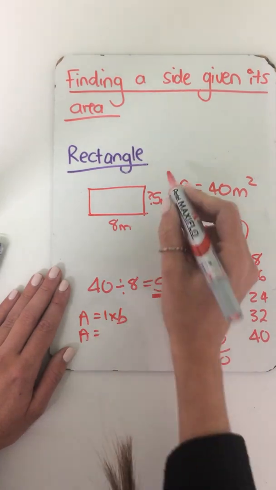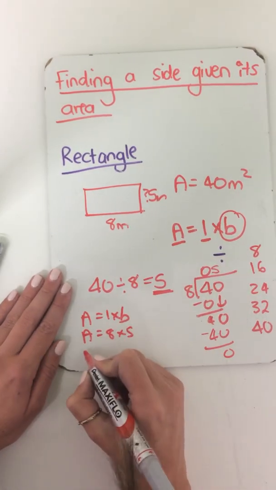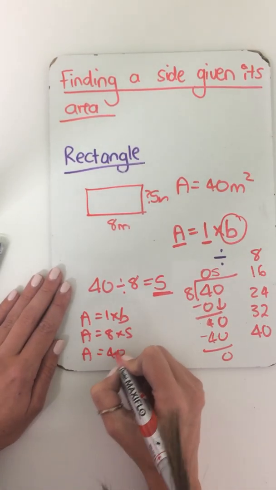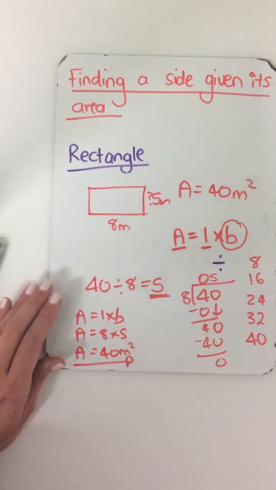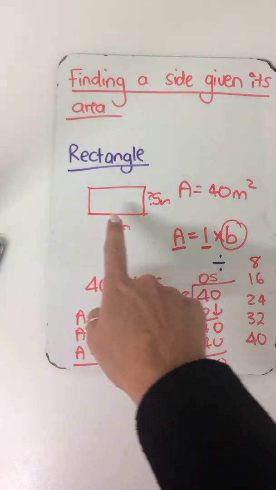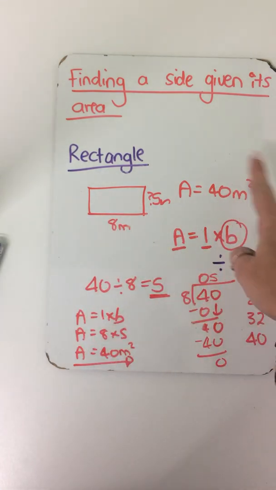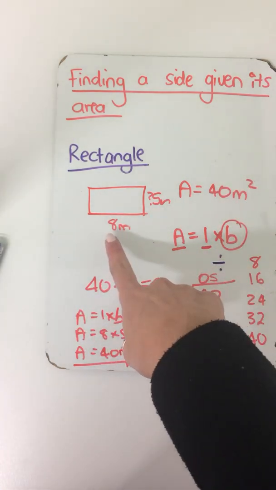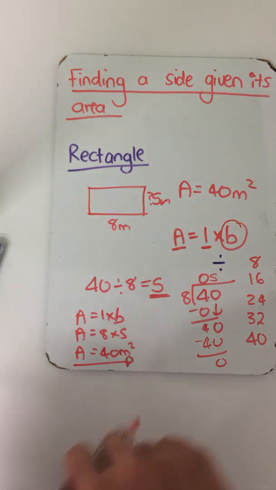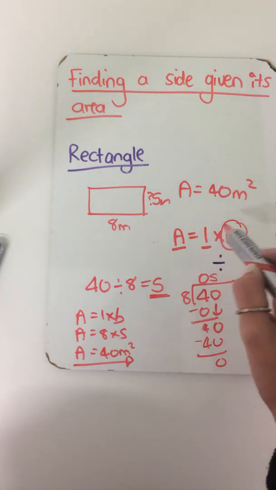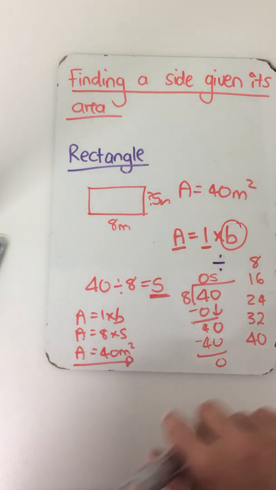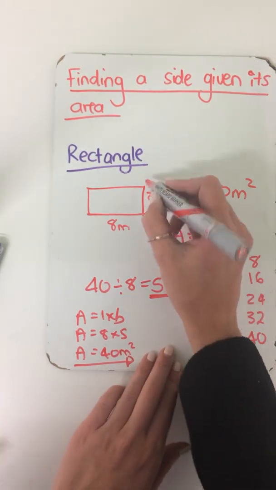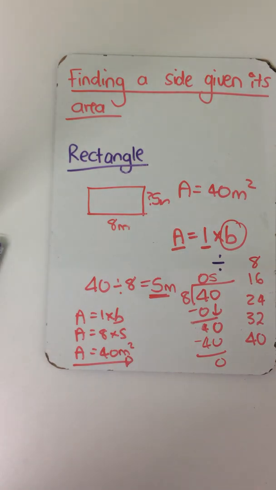Because I know area is equal to length times breadth, if I took my new answer, 8 times 5, area is now equal to 40 meters squared. So for a rectangle, if you're already given the area and you're only given one side and you need to find the other side, you have to do the opposite of length times breadth, which means you have to divide to get your answer. So my answer for this side is 5 meters.